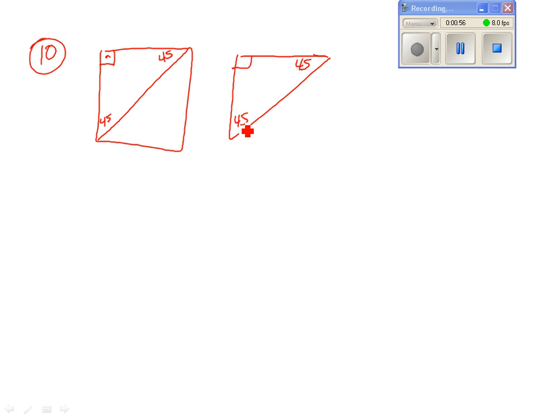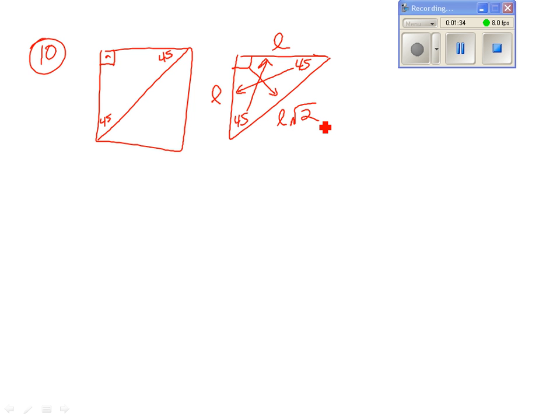In a 45, 45, 90 triangle, the sides across from the 45-degree angles should be labeled what? Don't put opposite. That's for the trig ones. Look in your notes. Is it L? Both the 45s. If the angles are the same, the sides should be labeled the same. What's the side across from the right angle? L radical 2.